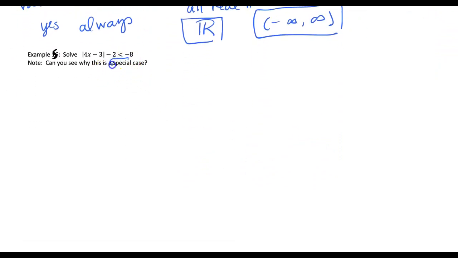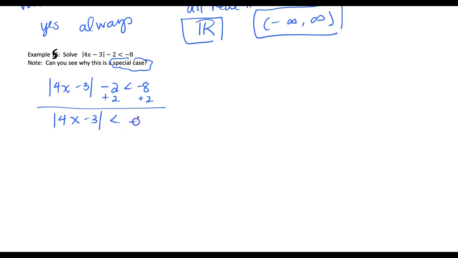So again, I'm kind of hinting that we've got a special case. So we've got absolute value of 4x minus 3, minus 2 is less than negative 8. I'm going to add 2 to both sides, and absolute value of 4x minus 3 is less than negative 6. So in this case, again, it's a special case because you have an absolute value that's isolated. So again, the lowest the left value is going to be is 0, but it could also be any value larger than that. And then we're trying to decide if the absolute value can be less than a negative number.